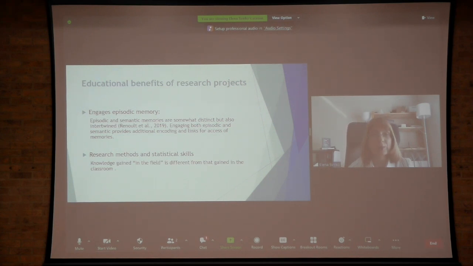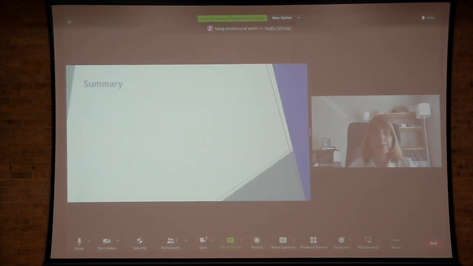So I hope I've persuaded you that research projects are useful both for promoting the right type of learning in students and for acquiring useful skills, which might be relevant in other fields. Okay, so let me sum up some of the basic points I've talked about today.